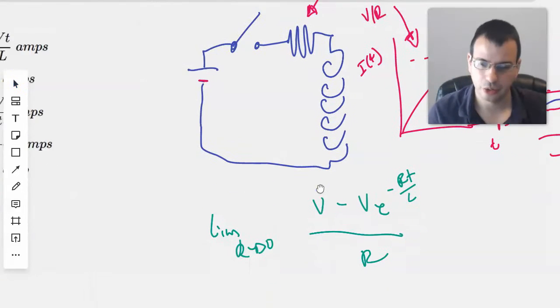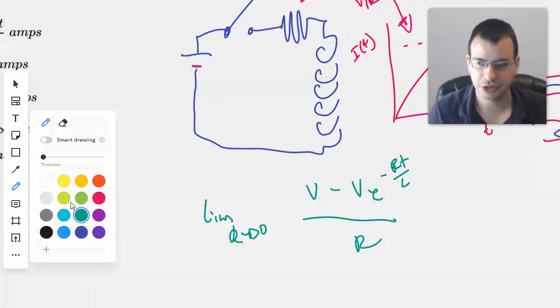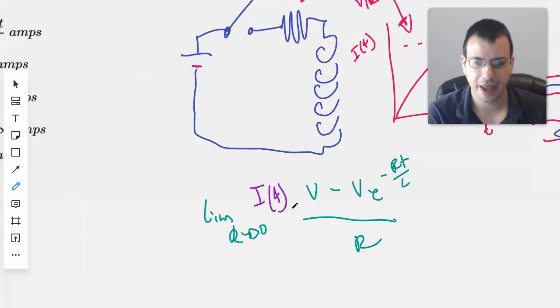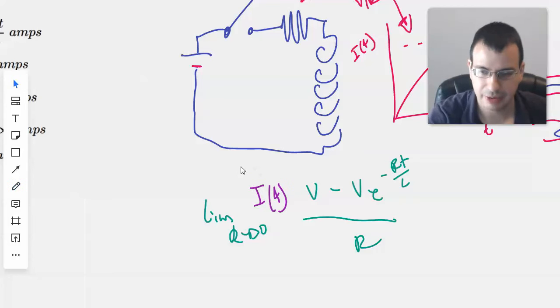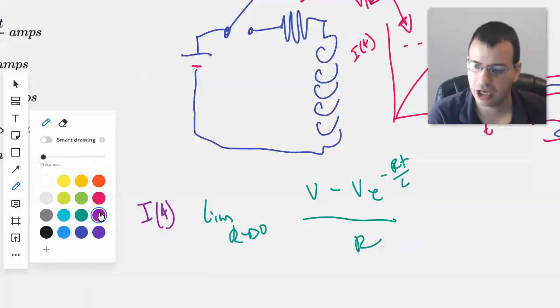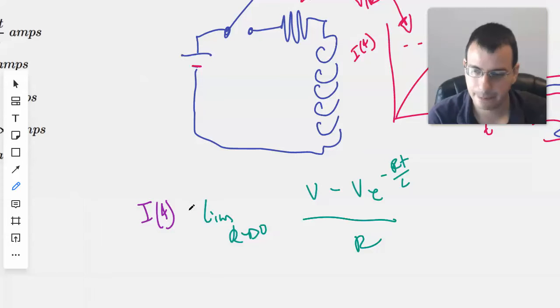And so the idea with L'Hopital's rule is we take the derivative of the top, we take the derivative of the bottom, and then that will give us the same limit. This is supposed to be I of t, current with respect to time, as R approaches 0.